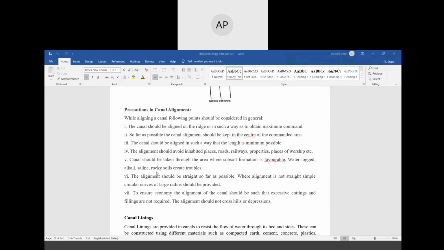Next, the alignment should be straight as far as possible. Where alignment is not straight, simple circular curves of large radius should be provided. To ensure economy, the alignment of the canal should be such that excessive cuttings and fillings are not required. The alignment should not cross hills or depressions.